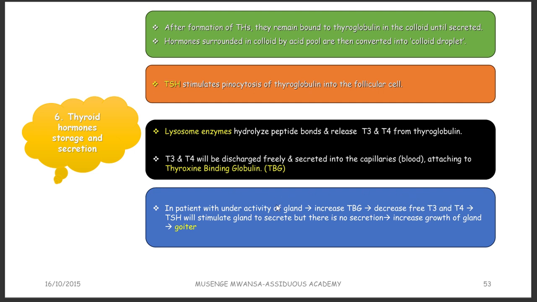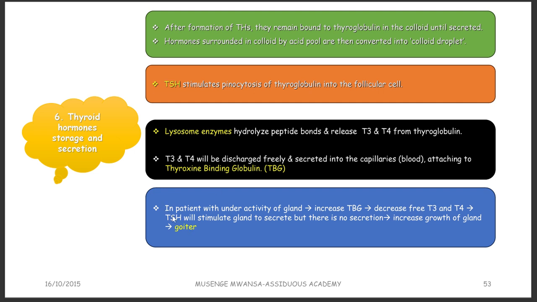Remember, these patients have underactivity of the gland, meaning that they don't produce much T3 and T4. But then you have a lot of the protein that binds T3 and T4, meaning that the little T3 and T4 that you have will be bound to it. And what that means is that the body is going to interpret that you don't have any T3 and T4, so that is going to stimulate the release of the hormones from the anterior pituitary gland and above.